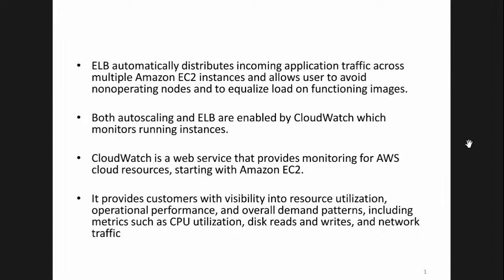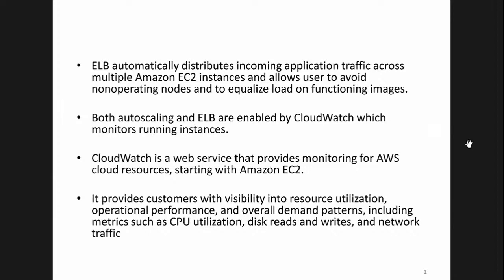ELB automatically distributes the incoming application traffic across multiple Amazon EC2 instances and allows the user to avoid non-operating nodes and to equalize load on functioning images. So this is the incoming application traffic handled by ELB, and how many instances are required and how to equalize the load based on the functional images are also taken care of. And both auto scaling and ELB are enabled by CloudWatch, which monitors the running instances.